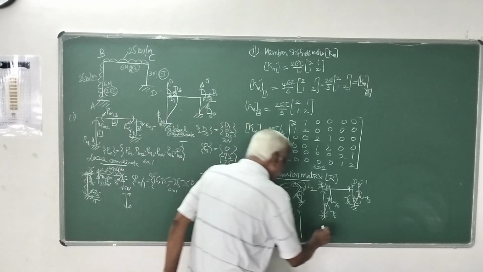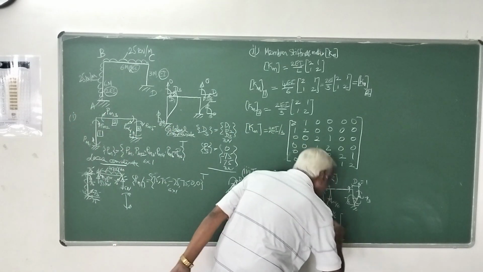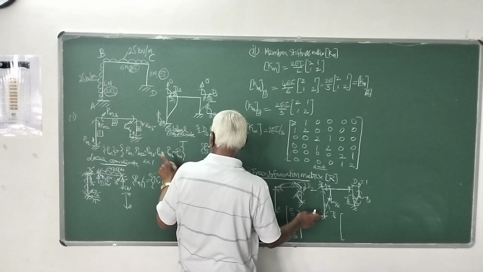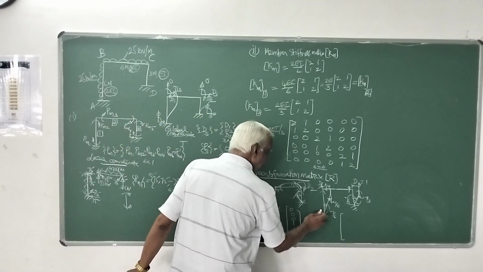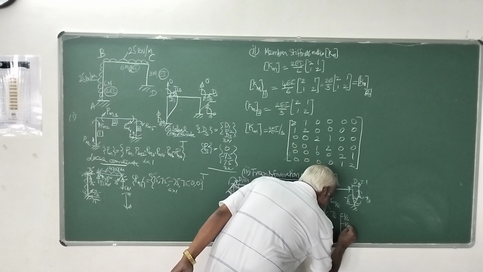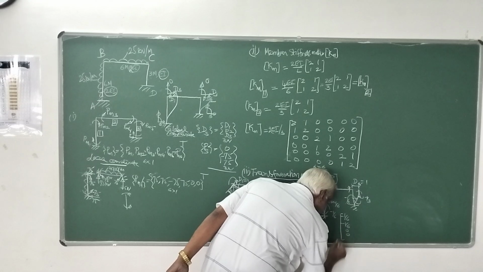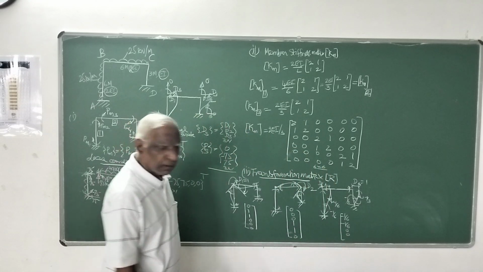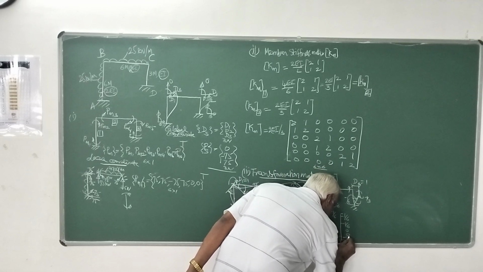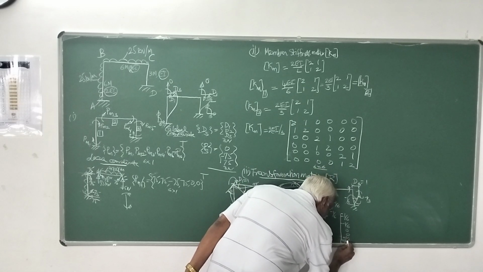So now you can write corresponding to this what is the third column. Corresponding to PM1, PM2 and all. PM1 it is minus 1 by 6, PM2 minus 1 by 6, PM3, PM4 it is 0, PM5 it is minus 1 by 3, here also minus 1 by 3.